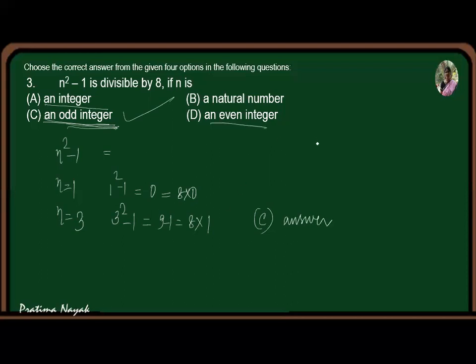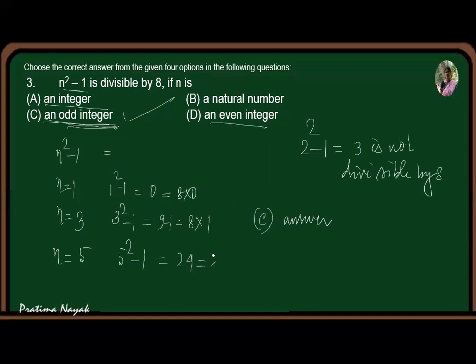If I take an even integer, 2 square minus 1 is 3, which is not divisible by 8. So for an odd integer, whenever n is odd, it is divisible by 8. Let us take n equal to 5: 5 square minus 1 is 25 minus 1, 24, and 24 is equal to 8 into 3.